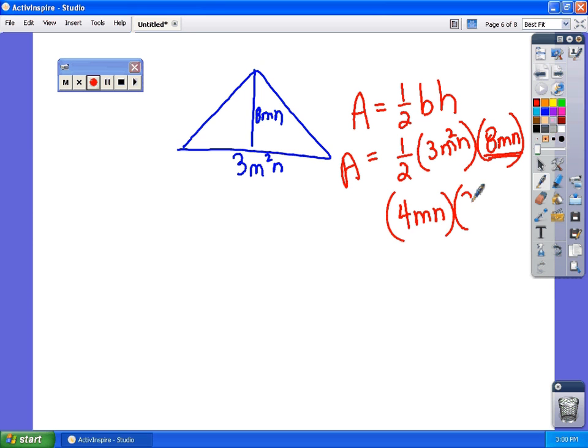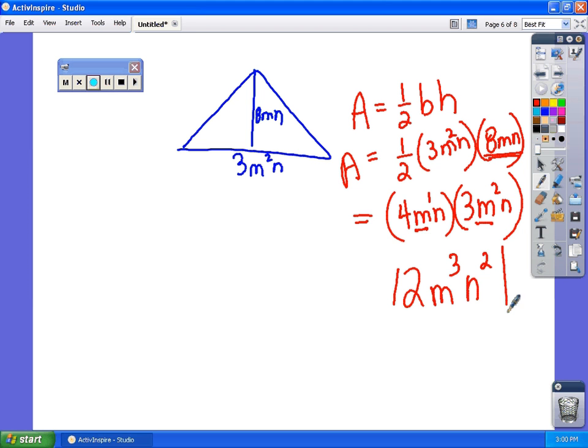And now our last step is we have to multiply. So remember, multiply the numbers. 4 times 3 is 12. M times m squared. Remember, we add the exponents. You get m to the third. And n times n is n to the second. And there's your final answer, which is the area. So we should write feet, or whatever the units are, squared.